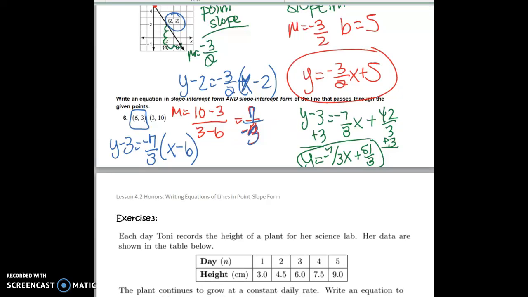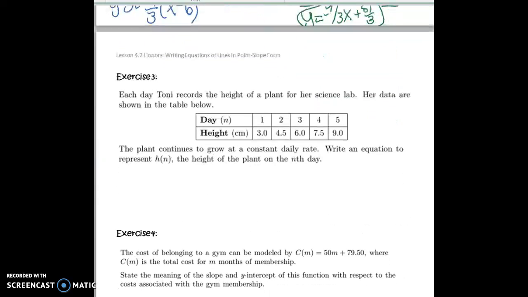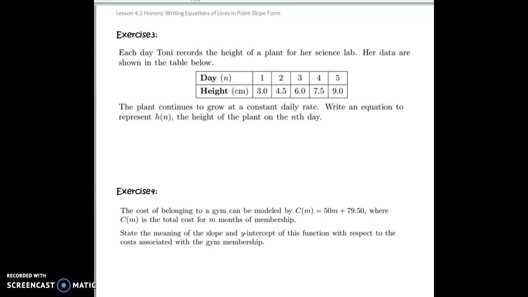Okay. The last two questions are just kind of what I've taken from Regents exams. All right. And they're both talking about equations of lines. So take a minute to answer exercise 3. So I want you to pause the video. Then when you're done, press play and I'll give you the answer.